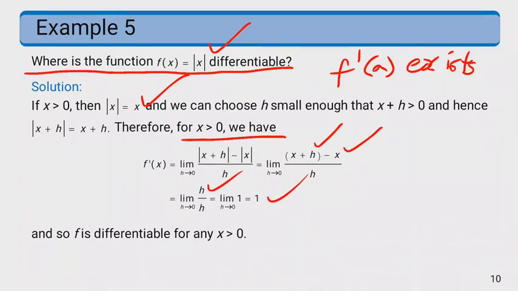And then we can conclude straight away that f is differentiable for any point where x is greater than 0. So wherever x is greater than 0, our function becomes differentiable. But we haven't finished. Remember, now we can have another case where x is less than 0. What happens?